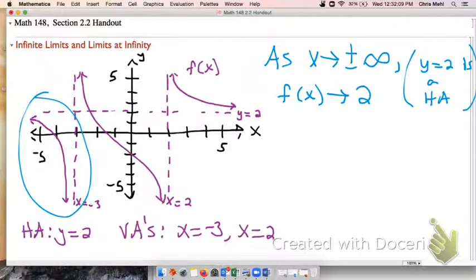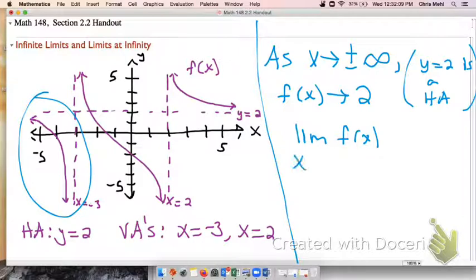Well, that information can also be expressed as a limit. This is the same as saying the limit of f of x, or what is f of x approaching, as x gets more and more positive or negative, and in this case you can write x approaches plus or minus infinity. This is technically two separate limits written at once, but whether x approaches positive infinity or minus infinity, the function values or y coordinates are getting close to 2.